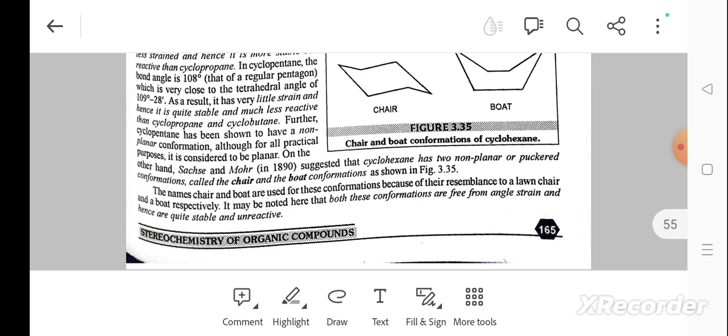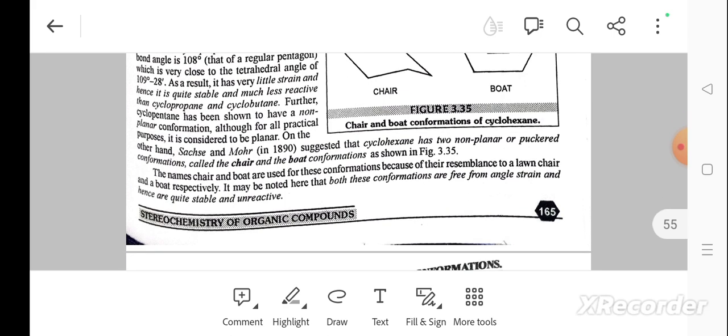which is very close to the tetrahedral angle of 109 degrees. As a result, it has very little strain and hence it is quite stable and less reactive than cyclopropane and cyclobutane. Further, cyclopentane has been shown to have an unknown planar configuration, although for all practical purposes it is considered to be planar.